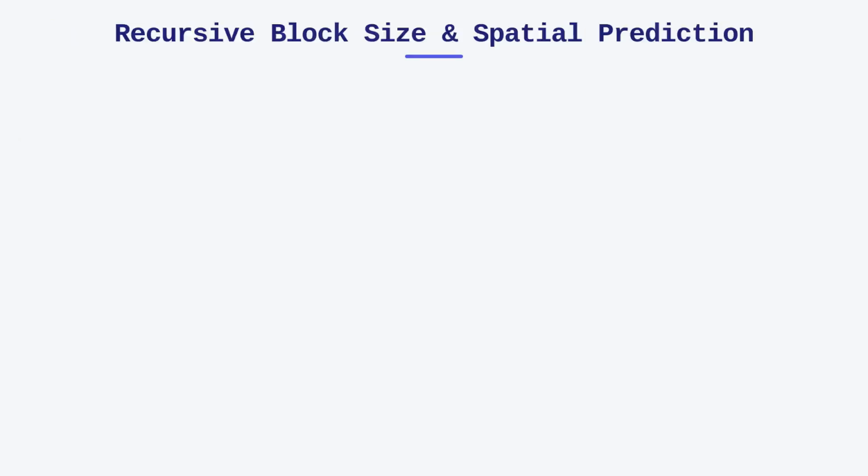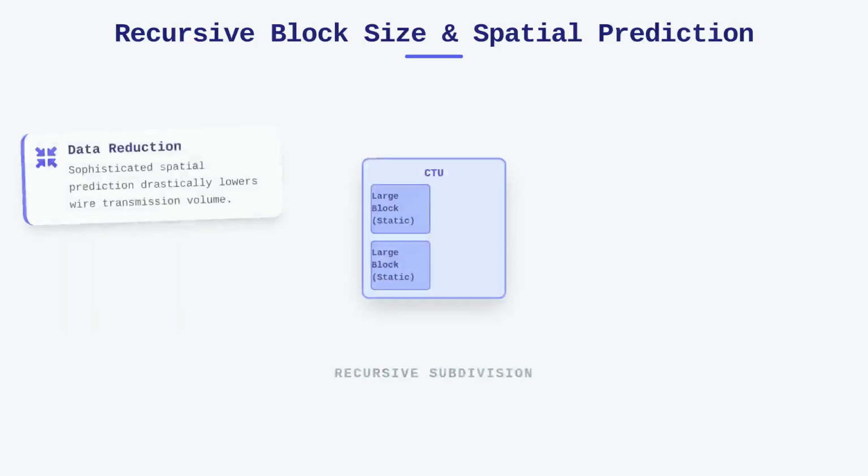The shift toward larger recursive block sizes introduces a sophisticated layer of spatial prediction that drastically reduces the amount of data transmitted over the wire. Within the CTU, the encoder can recursively subdivide blocks into smaller coding units, prediction units, and transform units based on the specific complexity of the scene. This nested structure allows the system to model movement or static areas with higher mathematical precision than ever before.